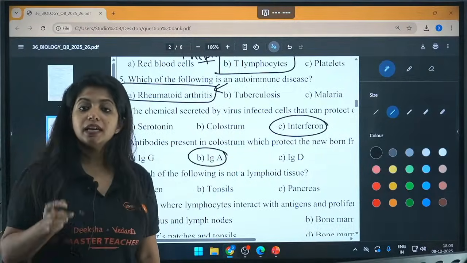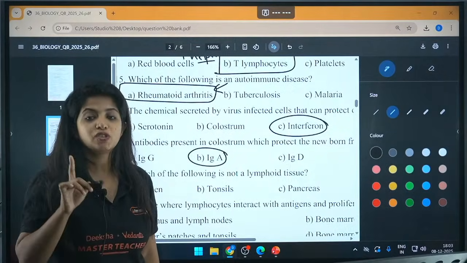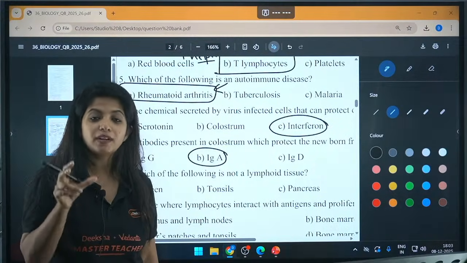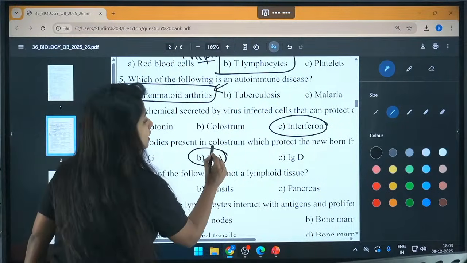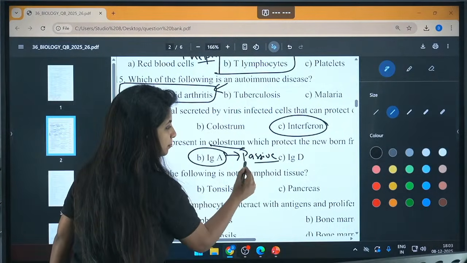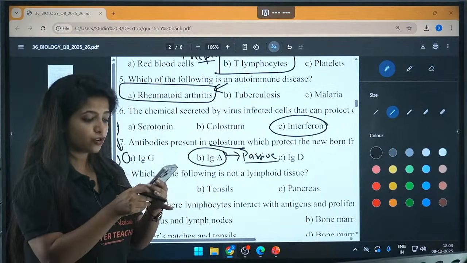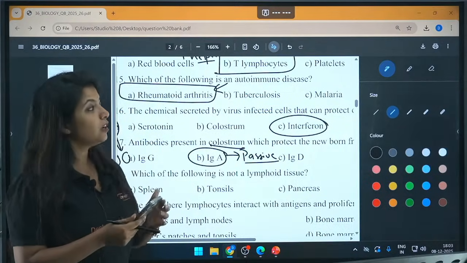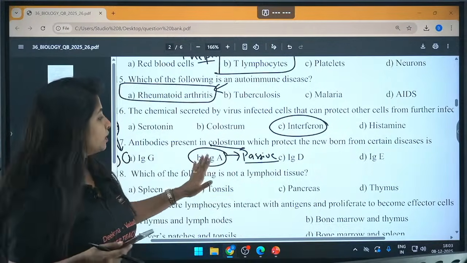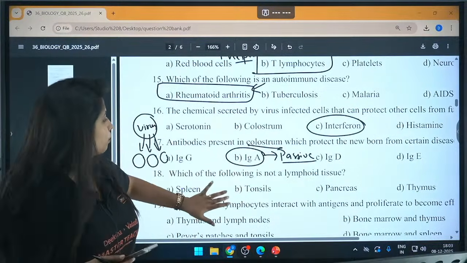The thing that is present in the milk of the mother is IgA. So you can remember IgA, A for Amma. This is found in the first milk, which is known as colostrum. This gives what type of immunity? It gives passive immunity to the babies, because babies do not have a good amount of immune cells present in their body. So for them you have to give ready-made antibodies. So this becomes an example of passive immunity.